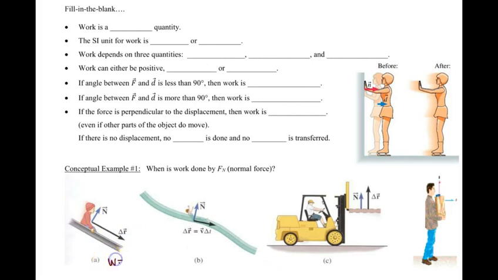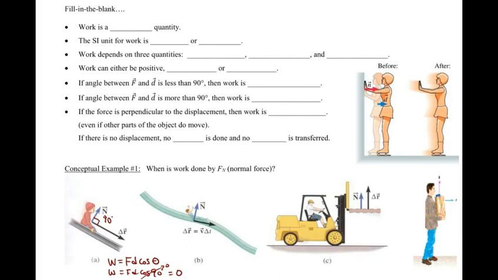Remember, W is equal to F times D times cosine theta, and theta is the angle between the force and the displacement. In this particular case, it is 90 degrees. So you would get force times distance times the cosine of 90 degrees, but the cosine of 90 degrees is 0. So the work done by the normal force in this case is also 0. Whenever the force is perpendicular to the displacement, there's no work being done by that particular force.